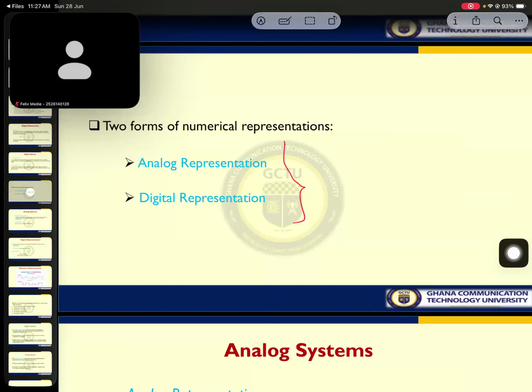Now, in analog representation, we have a quantity that is represented by a continuous.